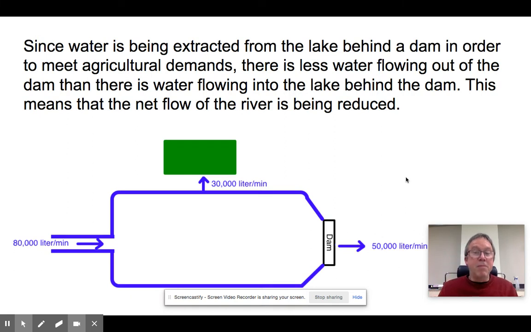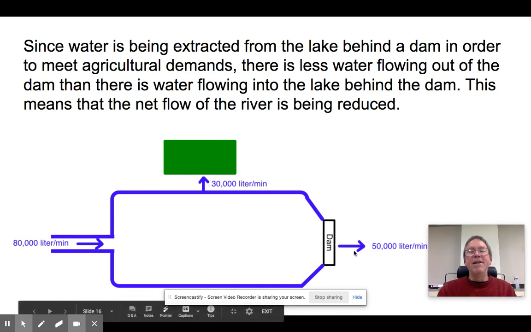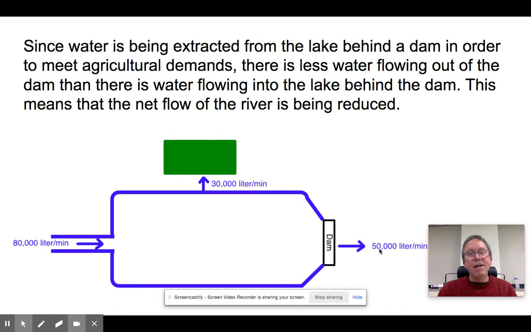Okay. Now, let's just do some simple math. All right. So pardon my artwork. It's not the best number, but let's just say I build a dam and I make this lake behind the dam. All right. I know it looks like a car or something, but this is supposed to be the lake behind the dam. Now, let's just say the outflow from the dam is 50,000 liters a minute. I have no idea if that's an accurate number. I just made that up.